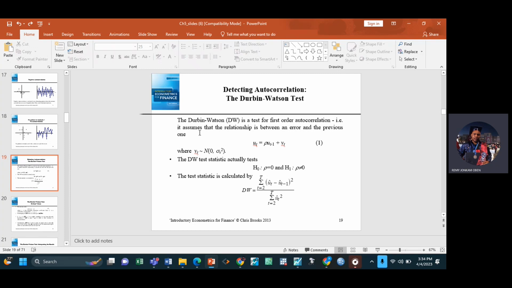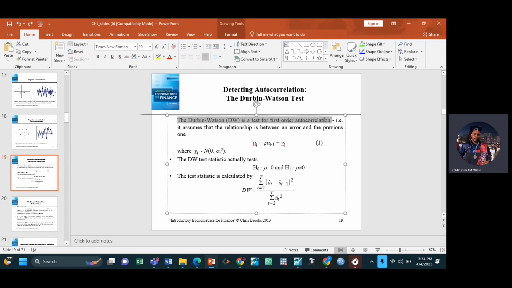I don't know. The Durbin-Watson test is a test of first-order autocorrelation. So this is also one of the limitations of this Durbin-Watson test, right? It tests autocorrelation only at first order. So if the order is more than 1, we cannot use this test. Okay.